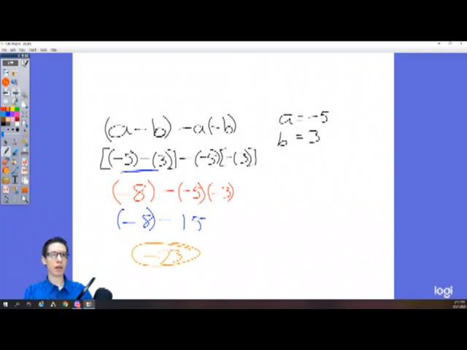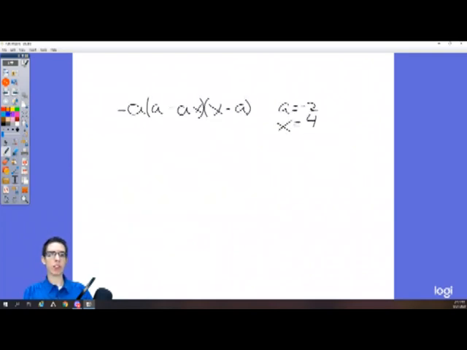All right, one more, and then we'll take a short break. Negative a times a minus ax times x minus a. We're going to define a as negative 2 and x as positive 4. So let's just plug this in. Let's follow the order here. Negative 2, bracket, negative 2 minus negative 2, 4.